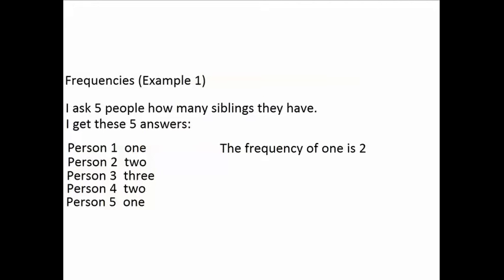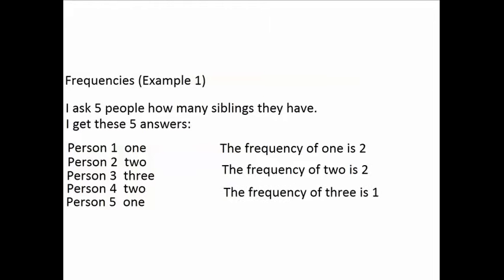Since 1 appeared 2 times in the data set, 1 has a frequency of 2. Since 2 appeared 2 times, 2 has a frequency of 2. And since 3 appeared only 1 time, 3 has a frequency of 1. So we have 2 1s, 1, 2, which is why this answer of 1 has a frequency of 2. We have 2 2s in the data set, 1, 2, which is why this answer of 2 has a frequency of 2. And we have 1 3 in the data set. That's why this answer of 3 has a frequency of 1.